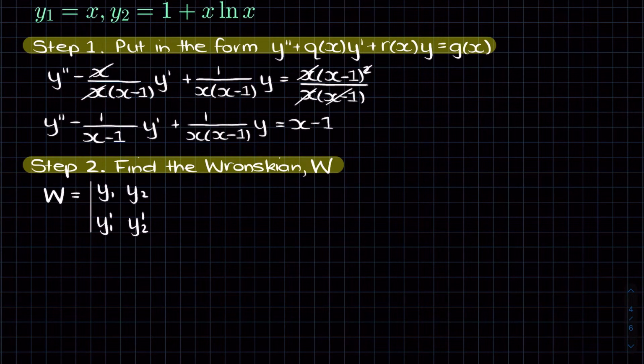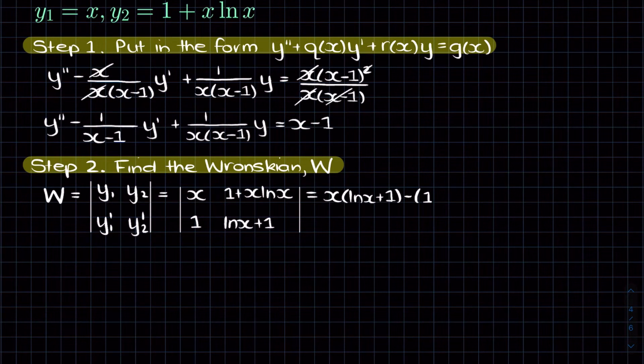To find this, we use the two solutions to the homogeneous ODE, y1 and y2, and set it out in a matrix where y1 and y2 make up row 1, and y1 prime and y2 prime make up row 2. The straight lines on the side just mean we'll be finding the determinant of the matrix. So we get x times ln of x plus 1 minus 1 times 1 plus x times ln of x. And this just simplifies to x minus 1. On a side note, if our determinant ever equals 0, this tells us that our two solutions are not linearly independent and we can't proceed any further with our current y1 and y2 values.